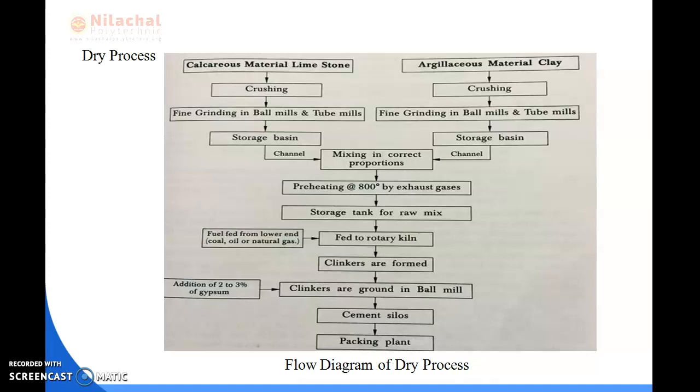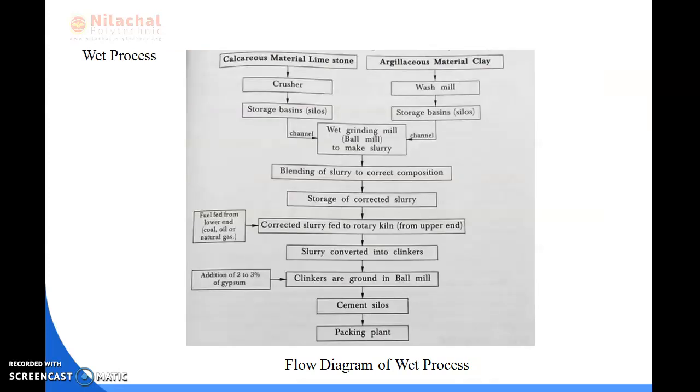And those clinkers are ground in the ball mills, and 2 to 3% gypsum is added to it. After that, the cement has been prepared and it is sent to the manufacturing or any industries. Next, I have discussed the wet process.